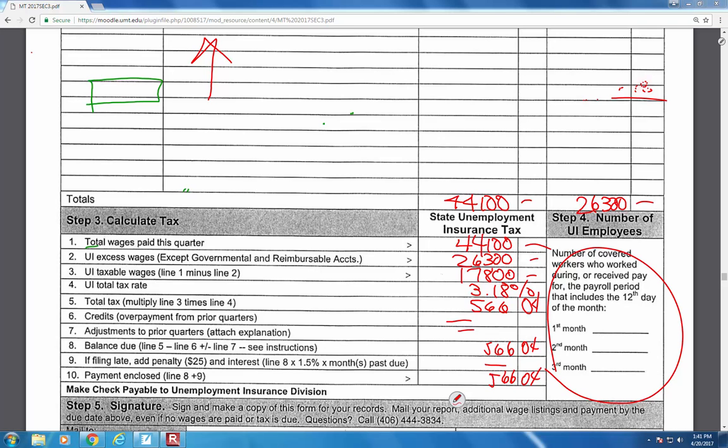Okay? And mail it with the check by the last day of the month following the close of the quarter. Same as 941. So right now, as accountants are getting done with tax season, people that do payroll are now going through all the first quarter payroll returns, aren't they? Those are all due by April 30th.